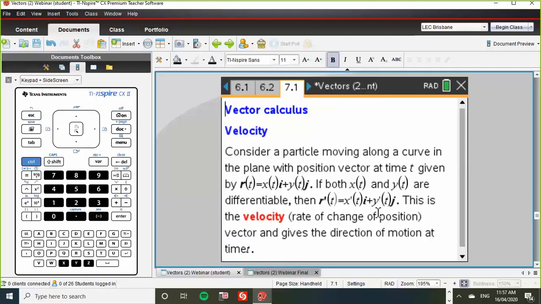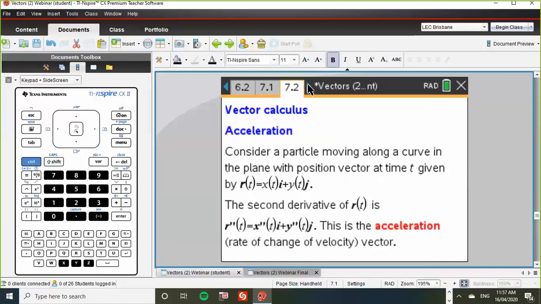So the dot also represents first derivative. I've used the prime there. So that's the velocity vector. It's the rate of change of position vector. And the velocity vector is also very useful. It gives the direction of motion at time t. Okay, so all you need to do to calculate a velocity vector from a position vector is to differentiate x of t with respect to t and y of t with respect to t. That's all you need to do.